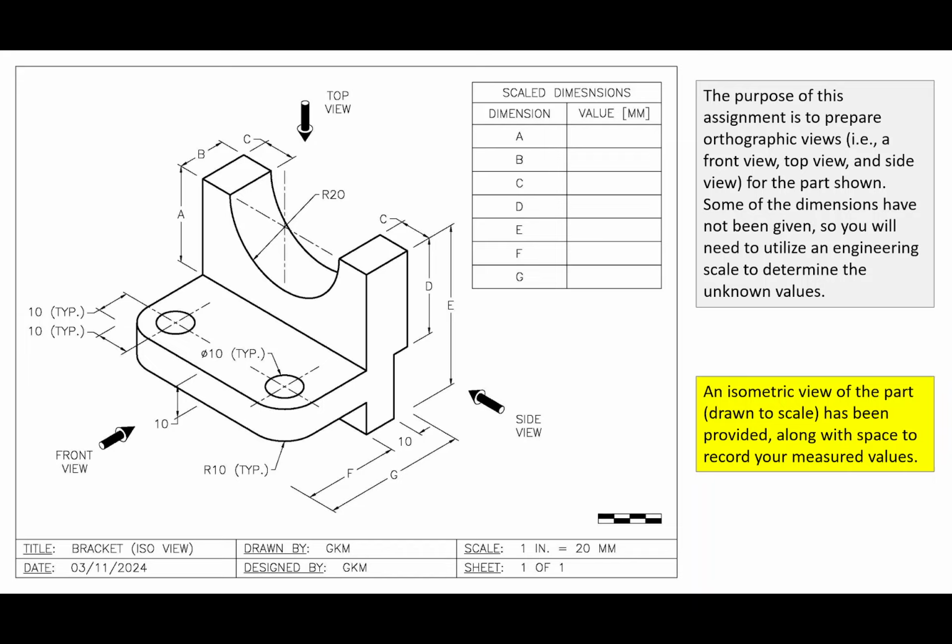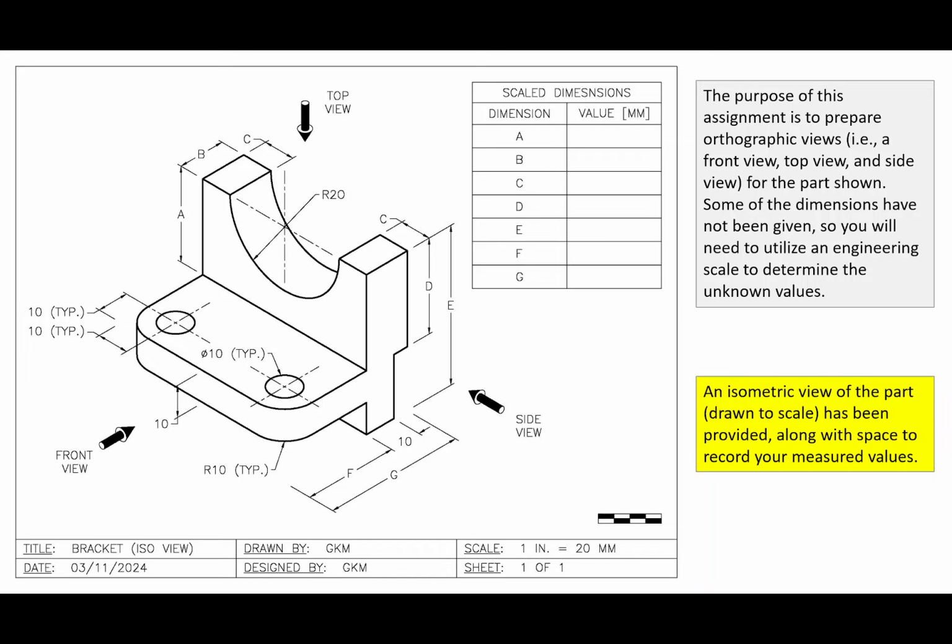How are you going to determine those dimensions? With your scale, okay? This drawing that you're going to be given is printed to scale, specifically 1 inch equals 20 millimeters. So this part is only about yay big in the real world, but we're blowing it up a little bit so that we can see it on the drawing. So what you're going to do is take your scale and determine the unknown dimensions.